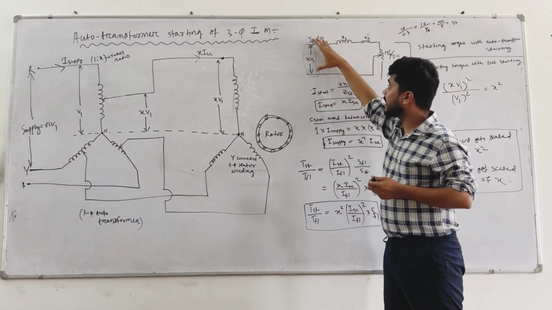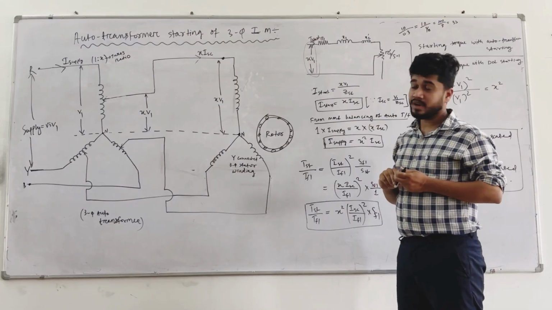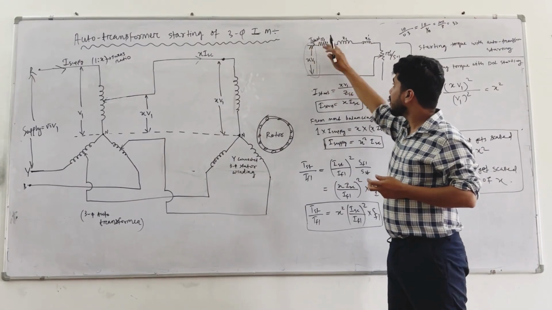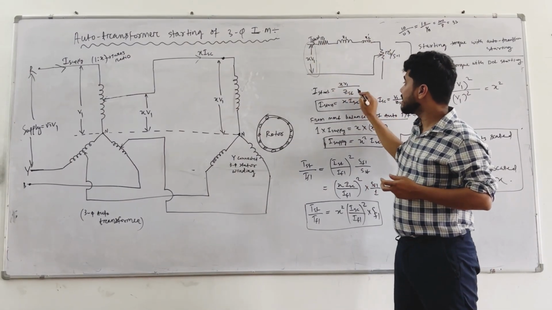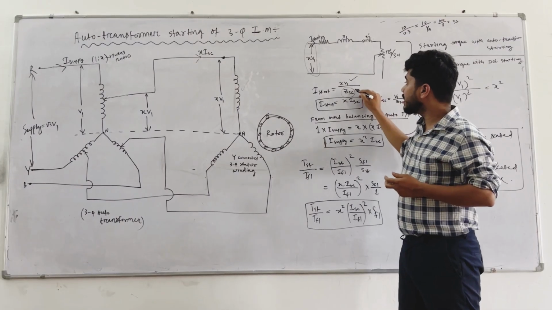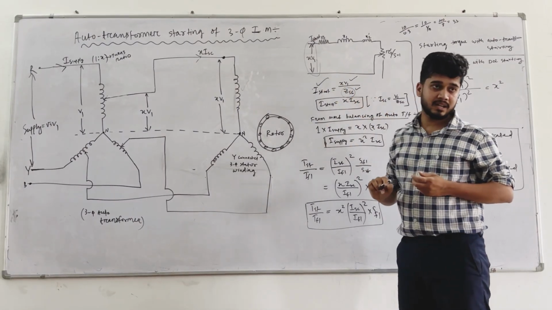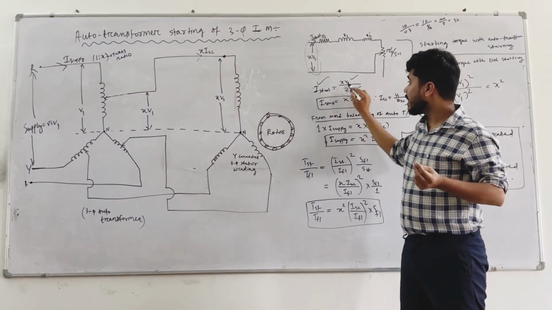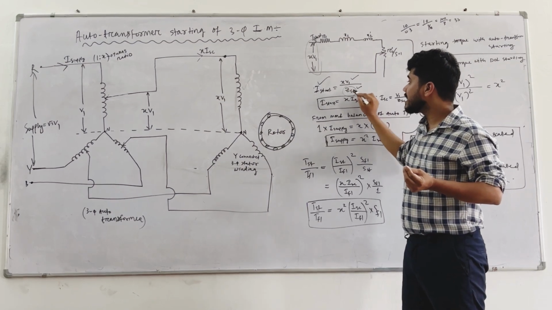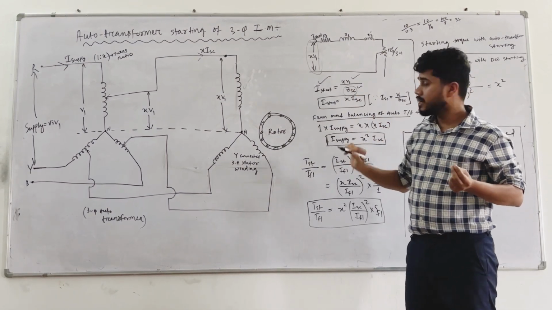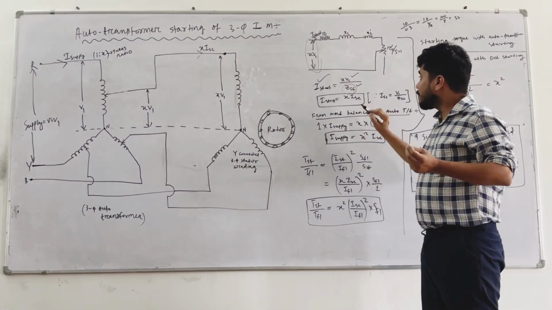So this circuit is getting the voltage XV1. The voltage is XV1 and the impedance of this circuit is ZSC. If you divide voltage by impedance, you will get the current. So that is the starting current, and the formula is XV1 divided by ZSC. Everyone understood?